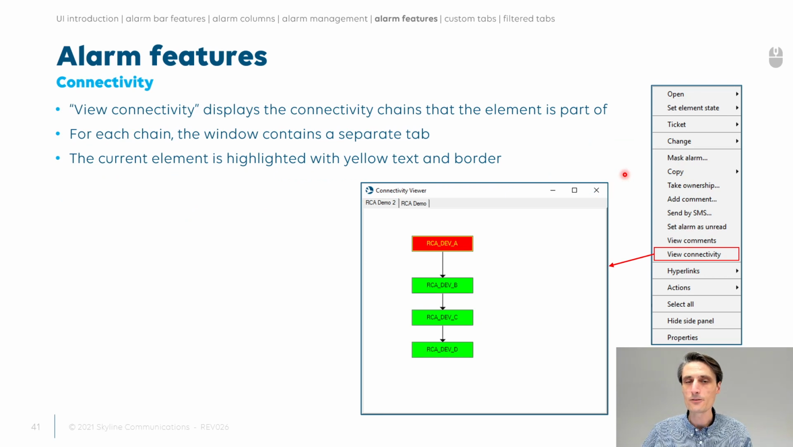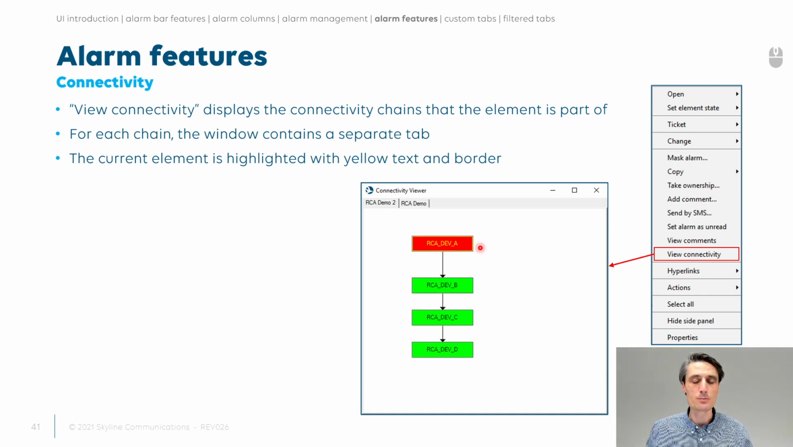Then we also have that view connectivity. You remember maybe that RCA level was basically defined by a certain connectivity chain that you can configure in the DataMiner system. A connectivity chain is basically linking elements together so that device A is linked to B, to C, to D, so that DataMiner knows if all of them go into alarm, probably the first device in the chain is the most probable root cause.